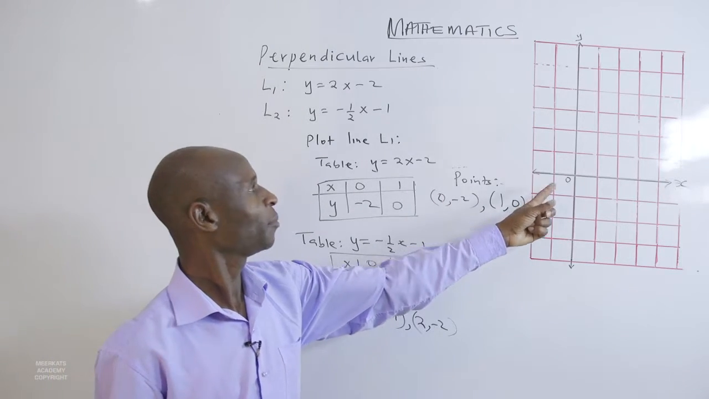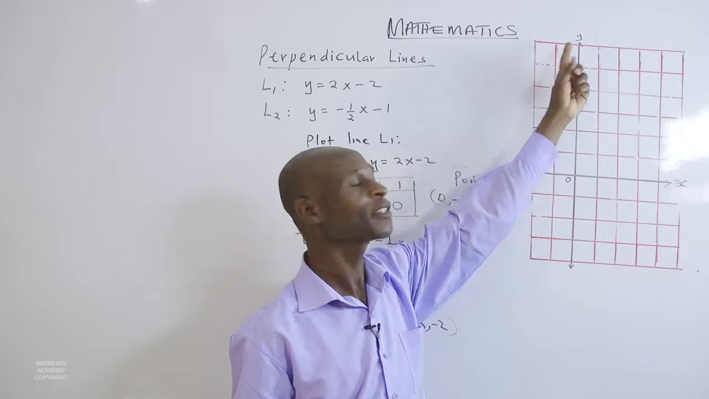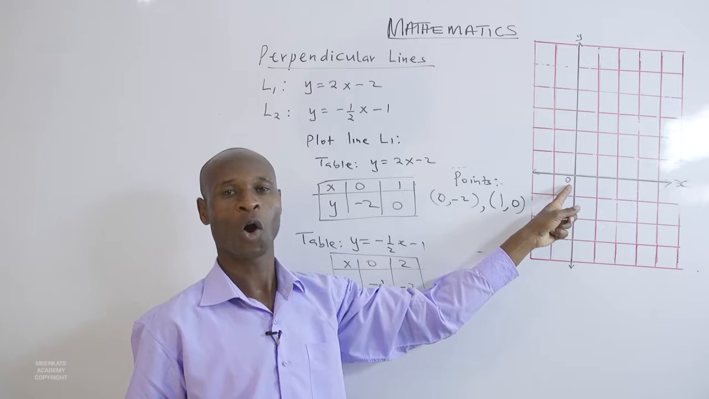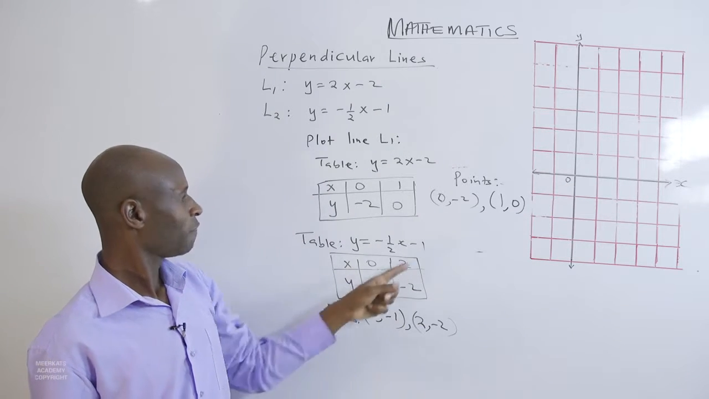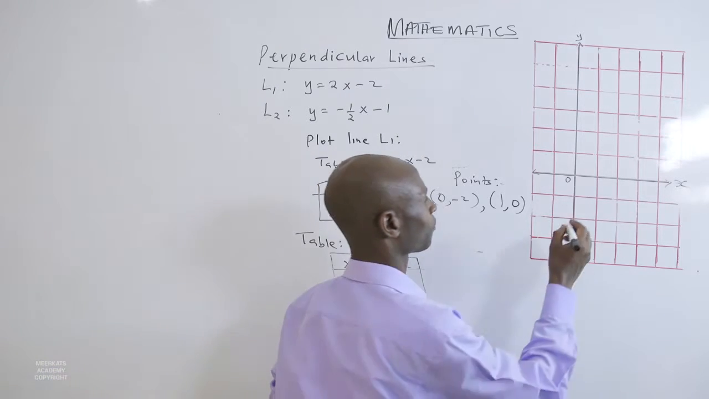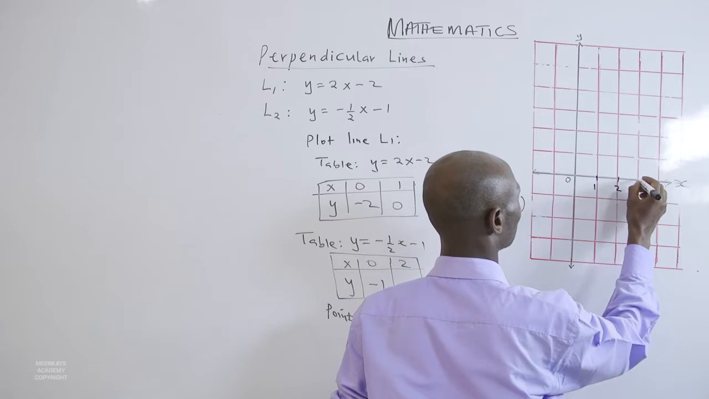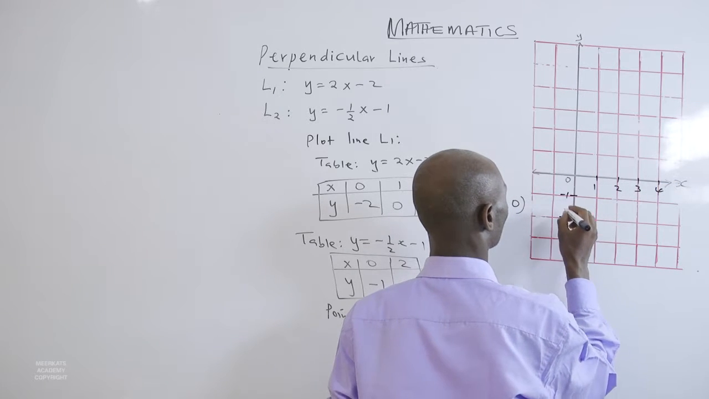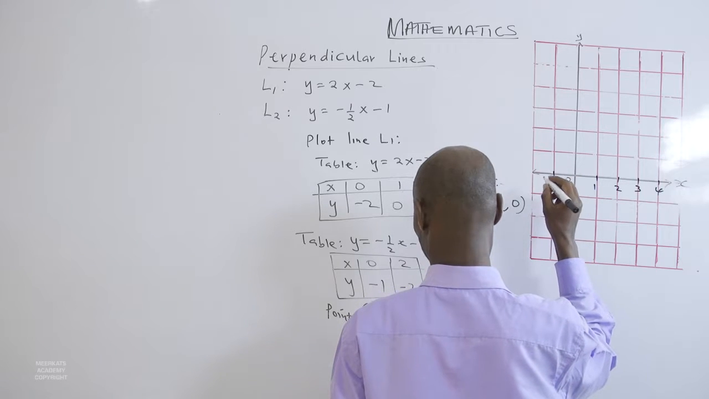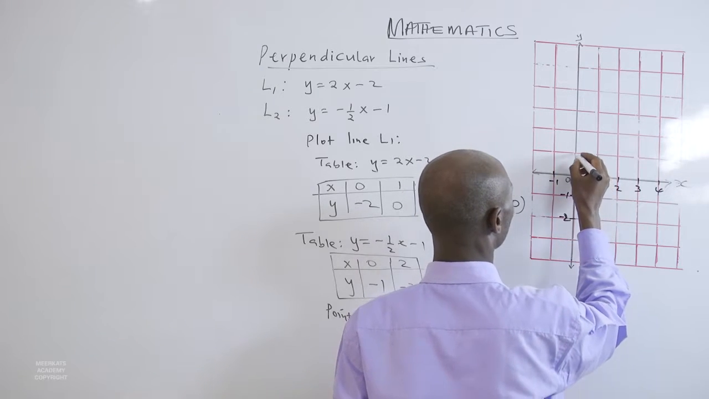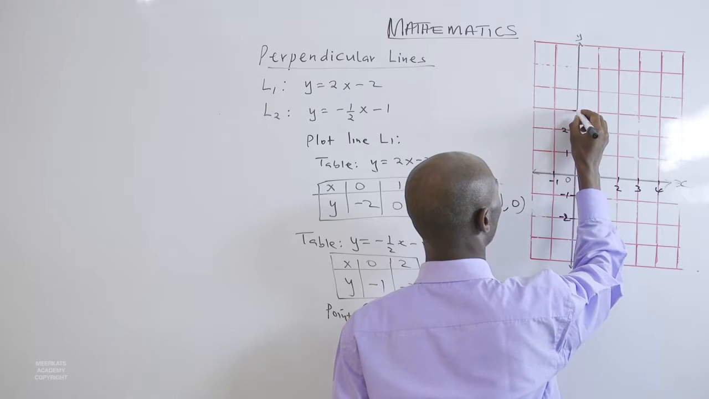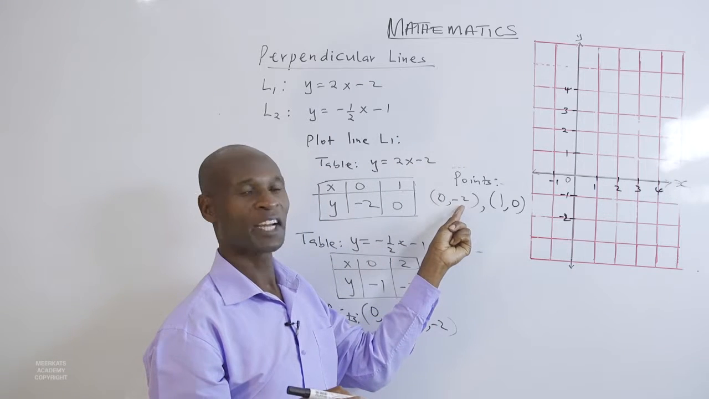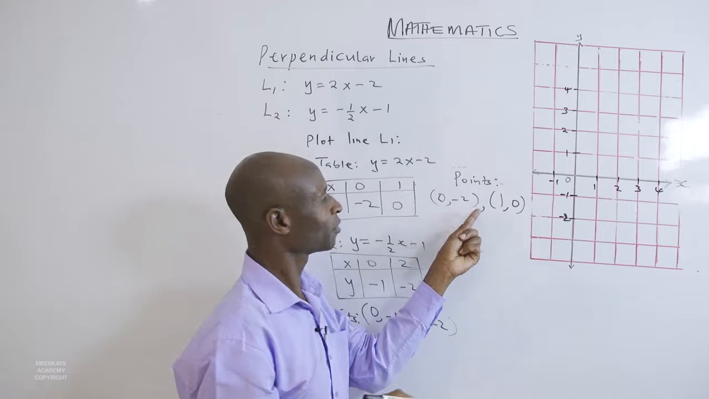So in our Cartesian plane, we have the y-axis, which is the vertical axis. We have the x-axis, which is the horizontal axis. The two axes intersect at the origin. So the first point is 0, negative 2. When x is 0, the y value is negative 2. That means that is the y-intercept.